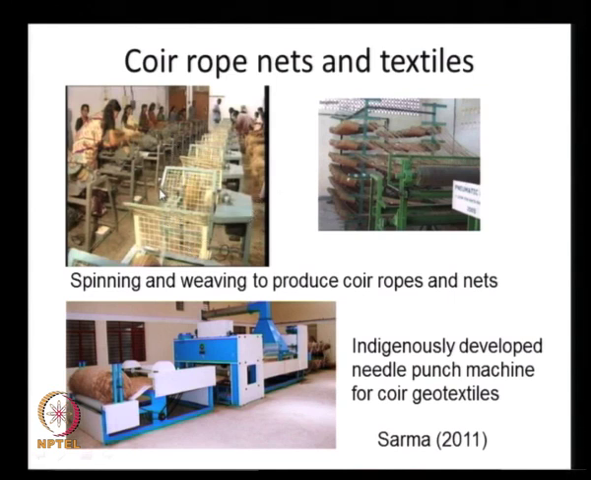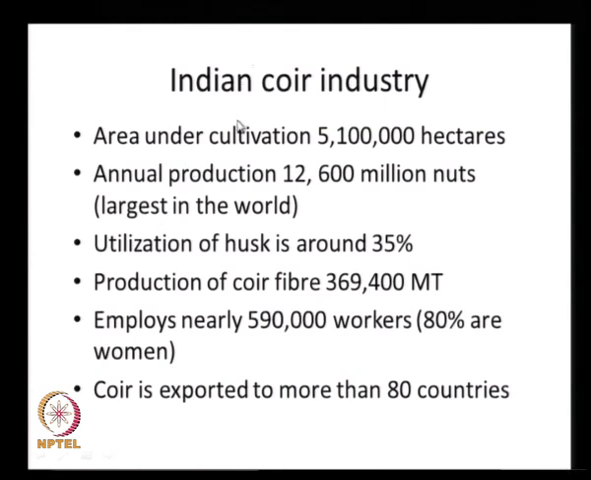So actually we can feed the individual fibers and spin them into coir ropes and nets, and here we see a needle punching machine that is producing coir geotextiles. And the Indian coir industry is quite large, the largest of its kind in the world, and the coconut is under cultivation in about 5 million hectares of land, and the annual production of coconuts is about 12,600 million, the largest in the world. About 35% of the husk is utilized, and the production of coir fiber is approximately 369,000 metric tons, and it employs nearly 600,000 workers, and 80% of these workers are women, because it is a labor intensive process and it does not require much skill.